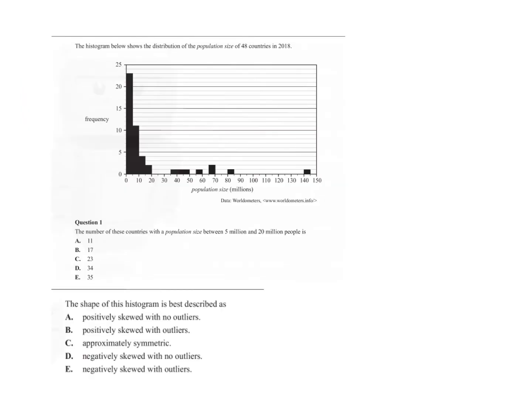So looking at this one, the histogram shows the distribution of population size of 48 countries. So up here, they're always giving you the end. So 48 countries were surveyed and they found their population size. Just be careful because the answer would be millions. So the number of countries with a population size between 5 million and 20 million, that is all these guys here. So you would add up all those frequencies.